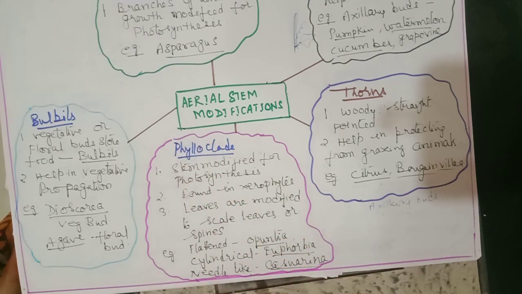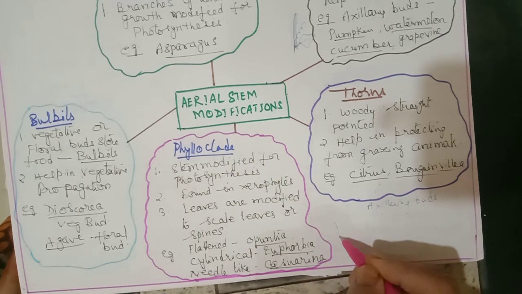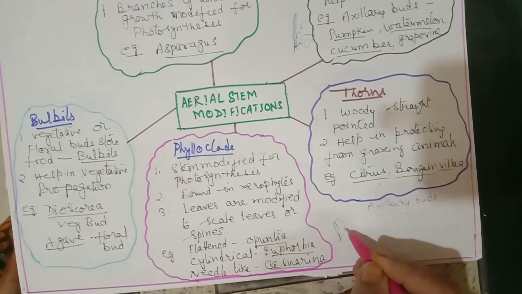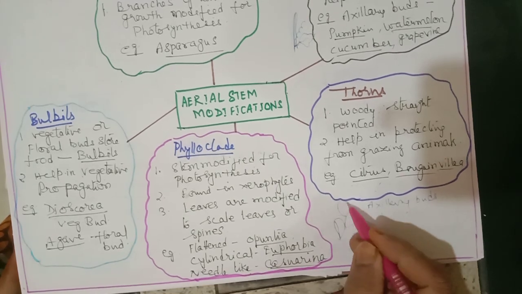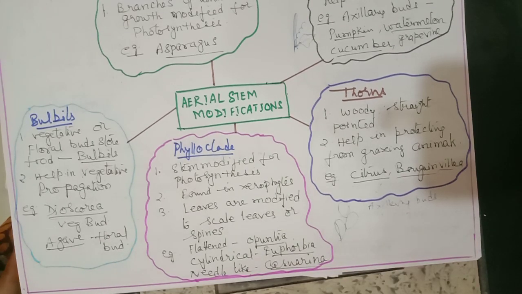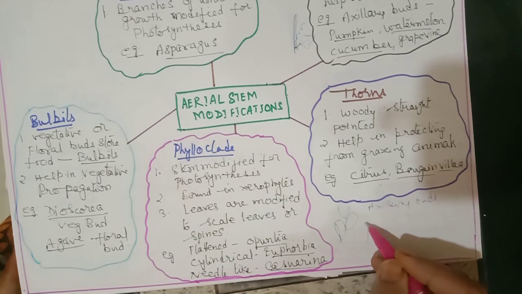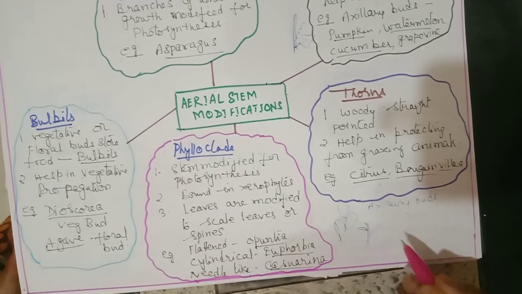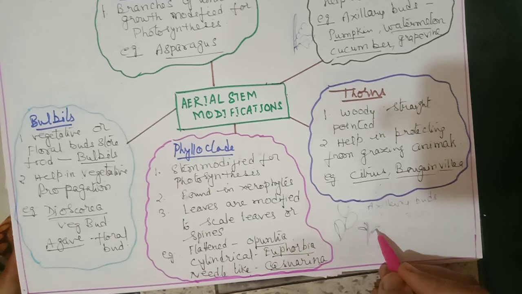Now the examples: flattened phylloclade found in Opuntia. Opuntia means cactus. So we know in cactus, this is how the flattened phylloclade will be present. And cylindrical, like in euphorbia. In euphorbia we find such cylindrical structures. They are formed from the stem and the branches. These are called phylloclades.